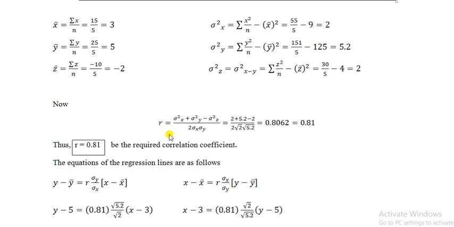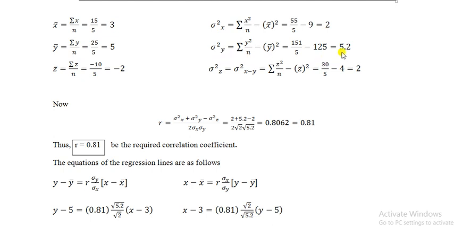Now the correlation coefficient formula is r equal to (sigma square x plus sigma square y minus sigma square z) whole divided by 2 into sigma x and sigma y. So in this formula we substitute the values of sigma square x, sigma square y, sigma square z. Sigma square x is 2, sigma square y is 5.2 and sigma square z is 2, whole divided by 2 into sigma x. Since sigma square x is 2, sigma x is equal to square root of 2, and sigma square y is 5.2.